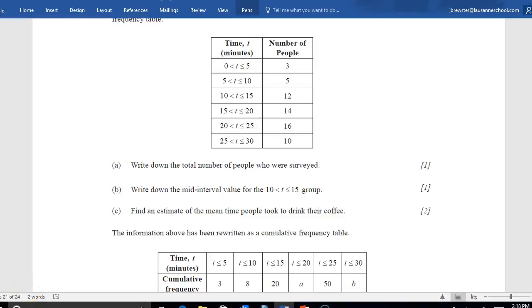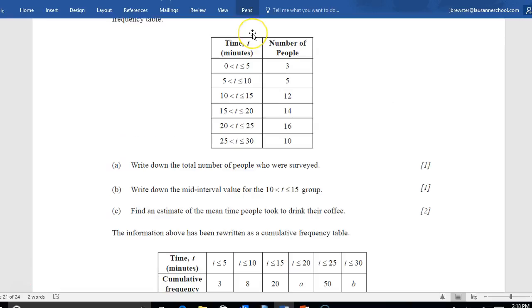All right, paper number 2, problem number 3. They give you a chart that shows how long it takes people to drink their coffee in this coffee shop and the number of people that took that amount of time. So for example, the first line shows that 3 people took between 0 and 5 minutes. Those are the speed freaks.